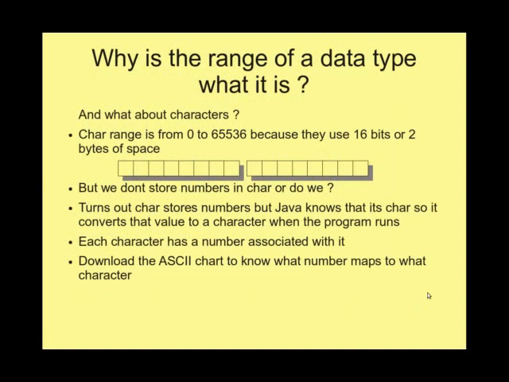Why is the range of a data type what it is? And also, what about characters? They are not stored as numbers, or are they? Characters range from 0 to 65536, and that's because they use 16 bits or 2 bytes of space. So we have 8 bits over here and 8 bits over here, and that's 1 byte and a 2 byte.